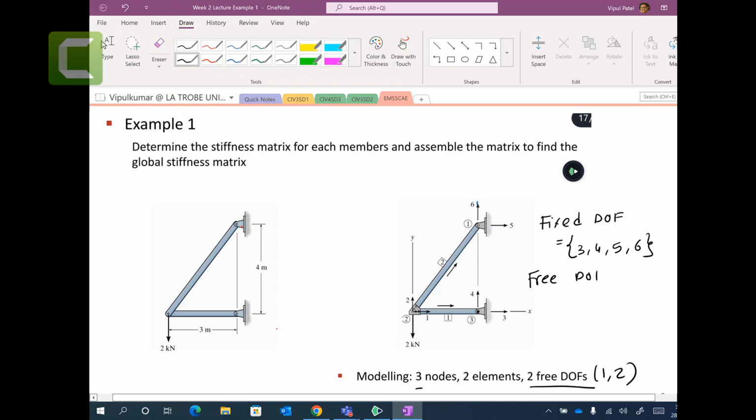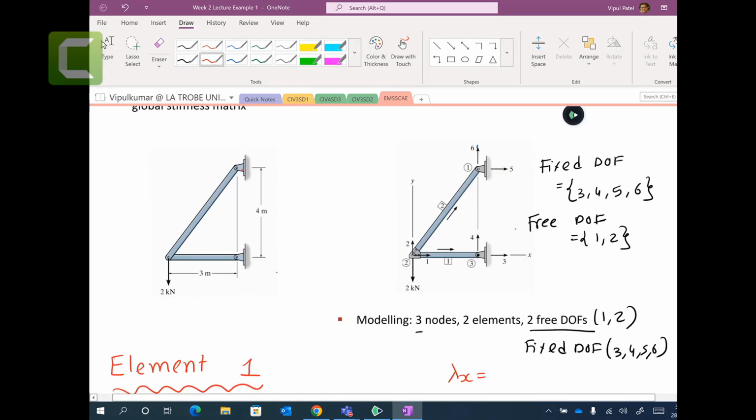And the free degrees of freedom are free. You can see this point can go left and right, it can go up and down. There are no supports at joint number 2. So here you have free degrees of freedom 1 and 2. Free degrees of freedom are known forces. So Q1 and Q2 are known. These are unknown forces. So 1 and 2 are known; 3, 4, 5, 6 are unknown.